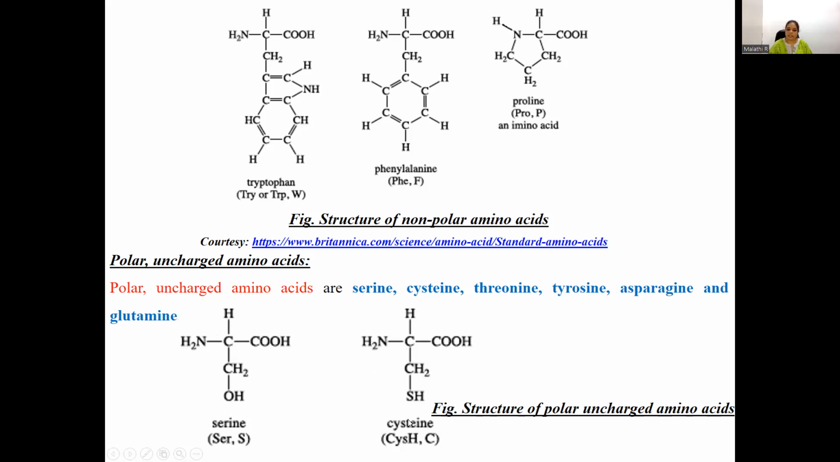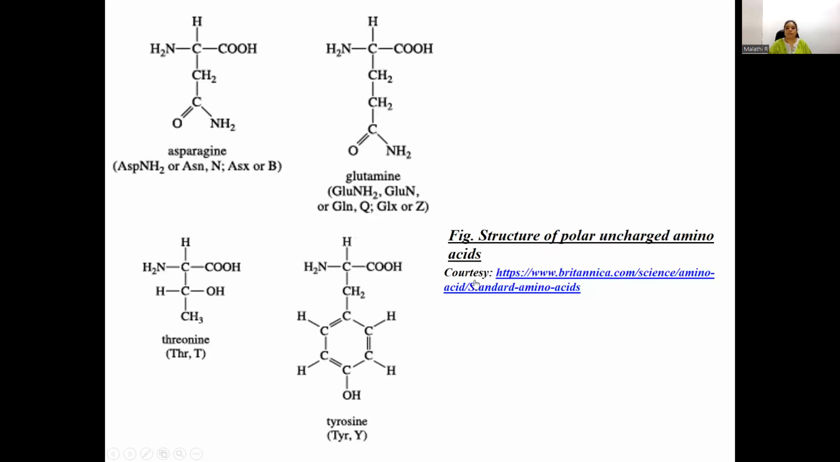In the same way, cysteine is also a sulfur-containing amino acid. Only two sulfur-containing amino acids exist: one is methionine, the other is cysteine. You can see CH2SH is present, and that is for cysteine. Apart from that, the other polar uncharged amino acids include asparagine, glutamine, threonine, and tyrosine.